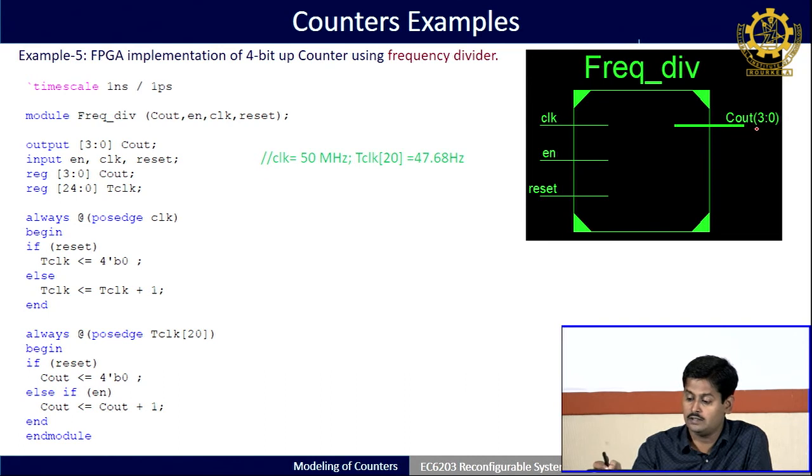Okay. So, keeping that logic into account, we have designed here one frequency divider, where my clock is the input and C out is my 4 bit counter. Enable and reset have the same usual meaning as whatever we did till now. So, in the frequency divider, C out is 4 bit, and enable, clock and reset are all single bit. Okay. And C out is again a register we have declared. Also, one intermediate register we are declaring which is called TCLK.